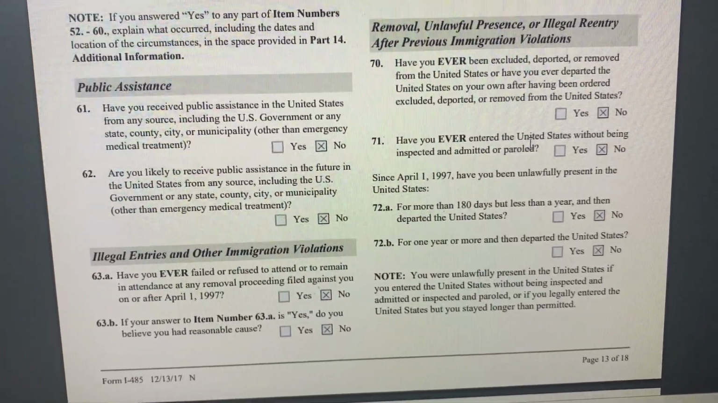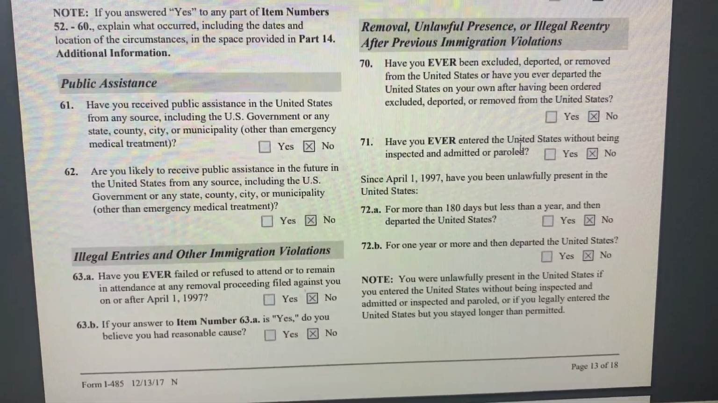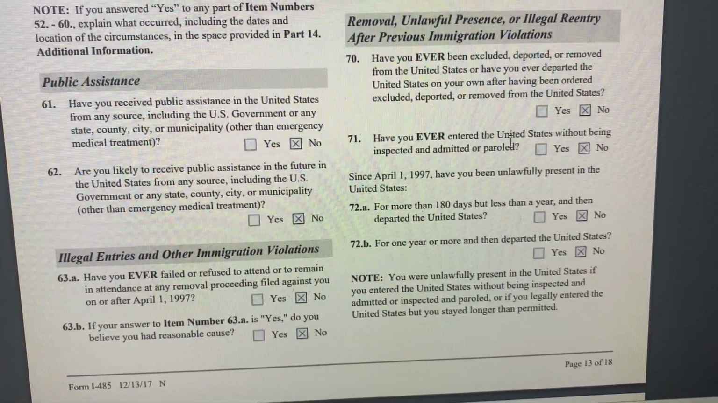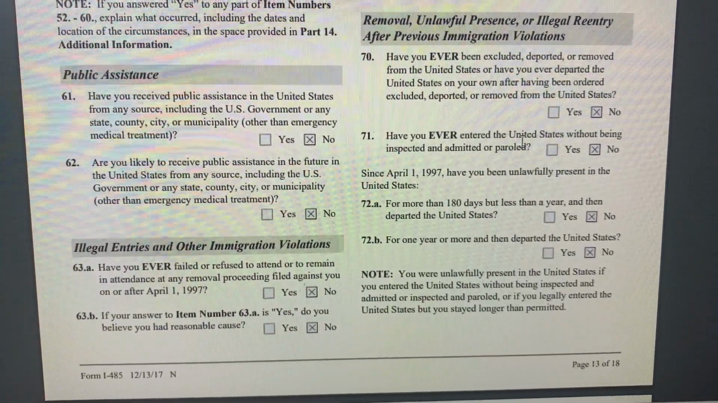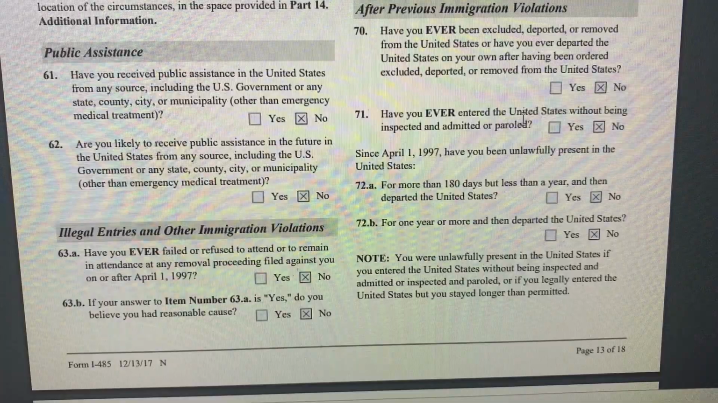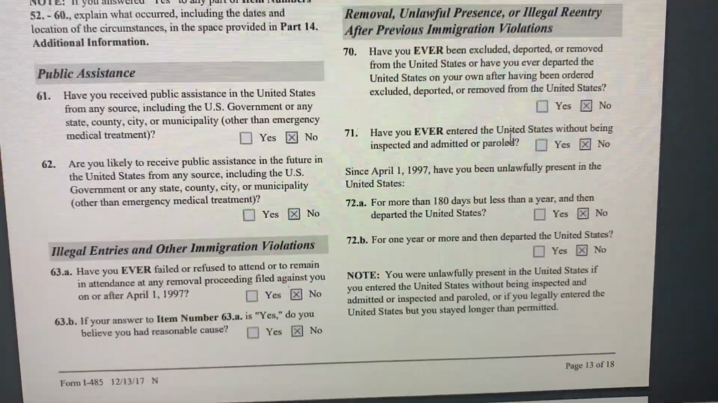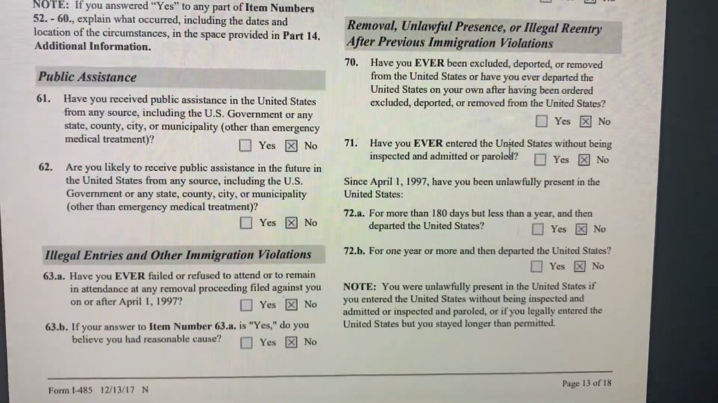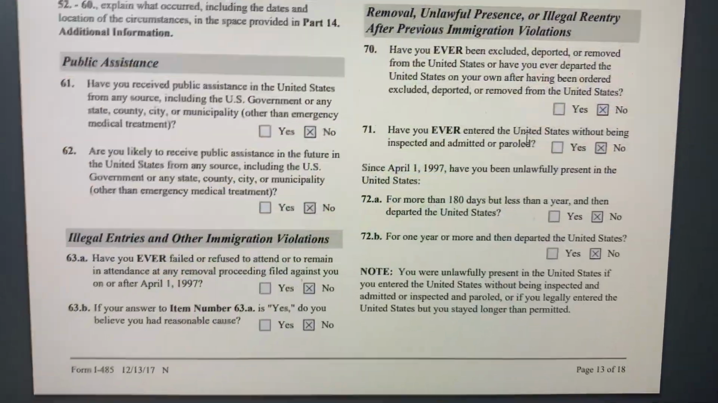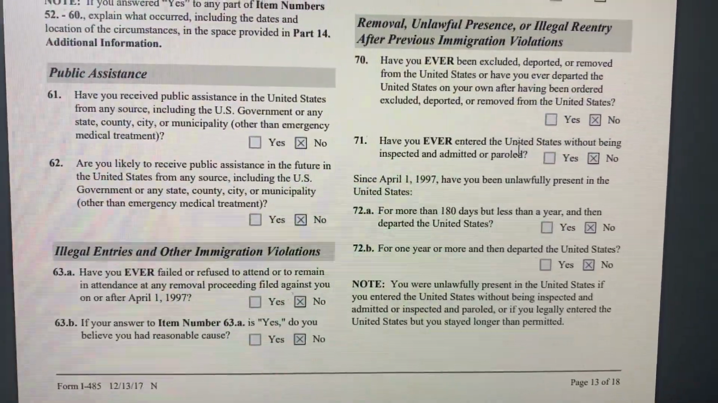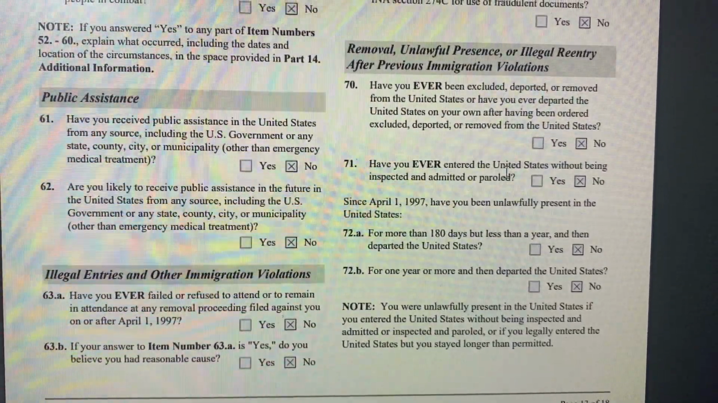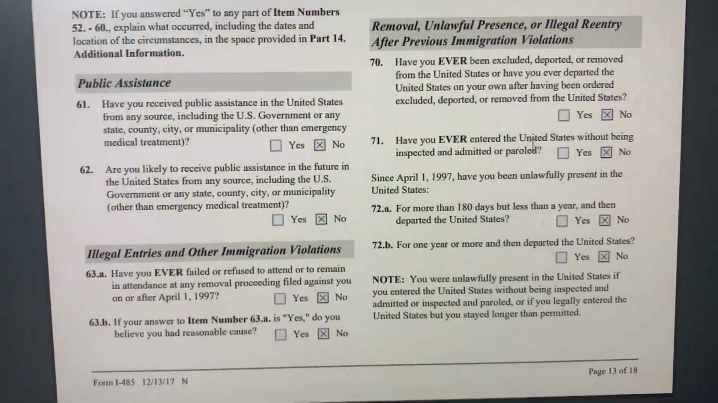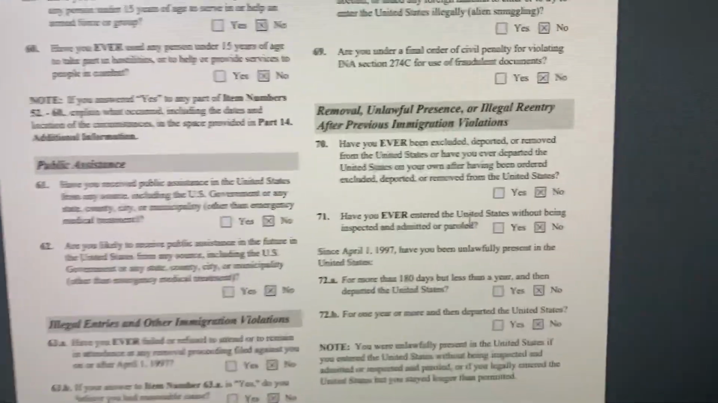This one really caught my attention. Have you received public assistance in the United States from any source, including the U.S. government or any state, county, city, or municipality? No. Are you likely to receive public assistance in the future? I just put no because you just have to work. Don't really rely on the government for housing, food, or anything. You need to work. You need to file your taxes. You need to pay your taxes. You just need to be a law-abiding citizen, and there won't be any problem for you.